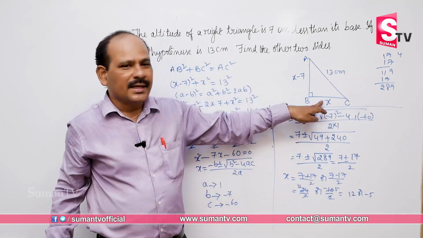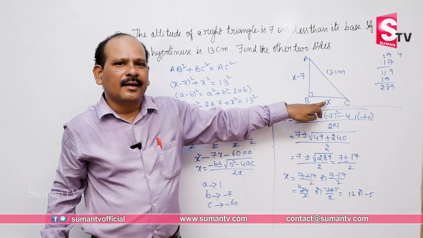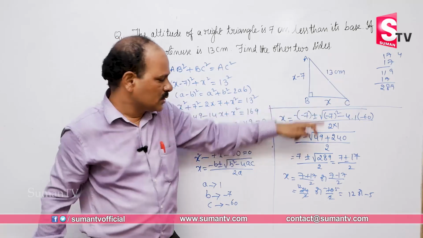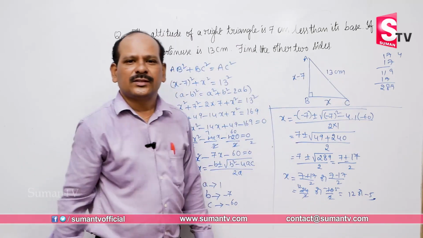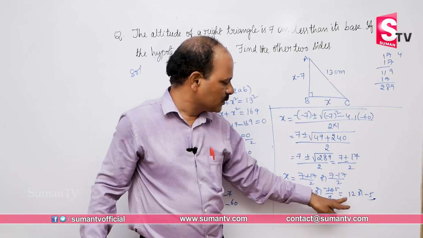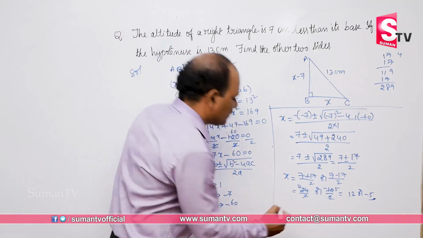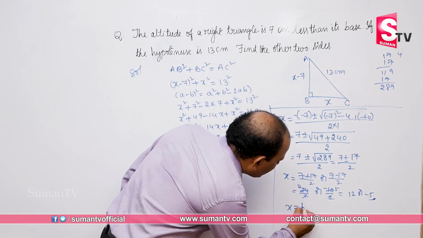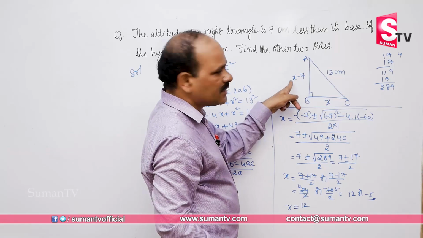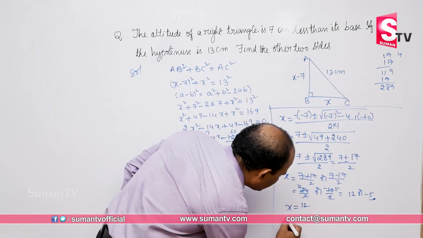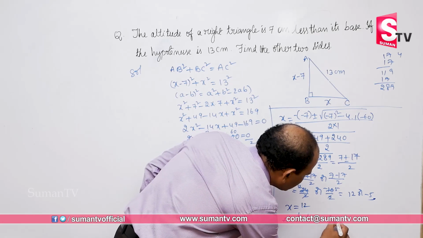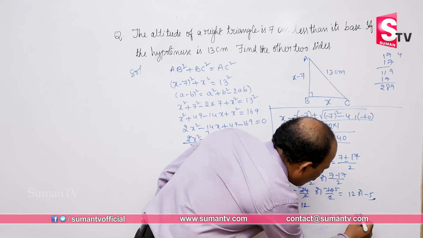X is what? Base of the right angle triangle. Right angle triangle base cannot be negative. Its value is always positive. So, I am taking out this minus 5. I am taking only 12. Why? Because this should be positive value. Base should be positive value. So I am taking 12 as a base. If base is x is equal to 12, then the altitude is 7 centimeters less than base. So altitude is 12 minus 7, that is equal to 5.